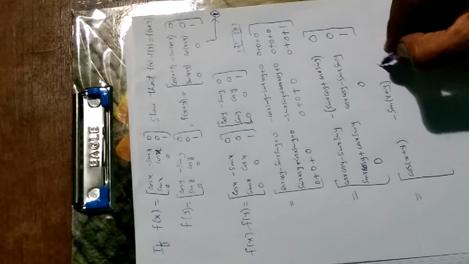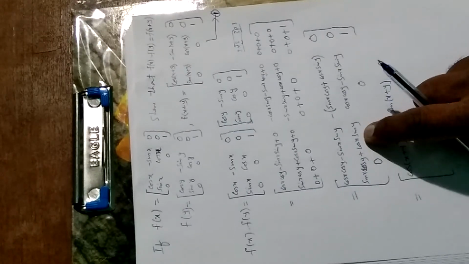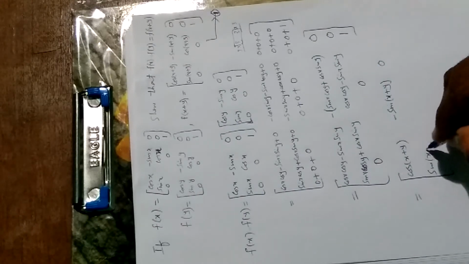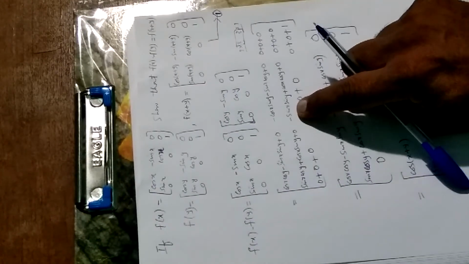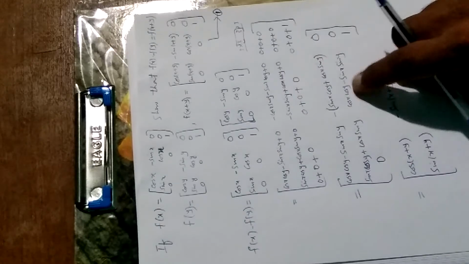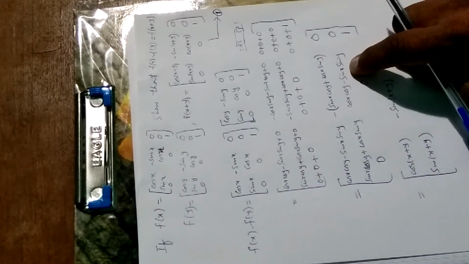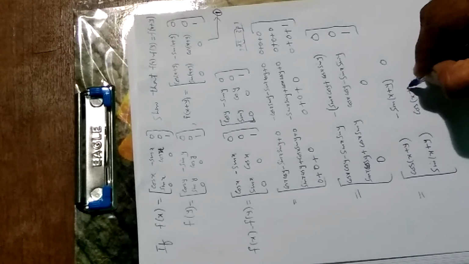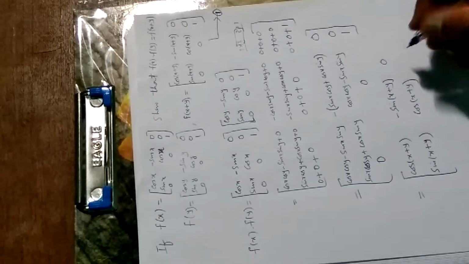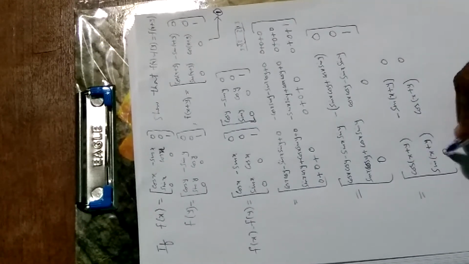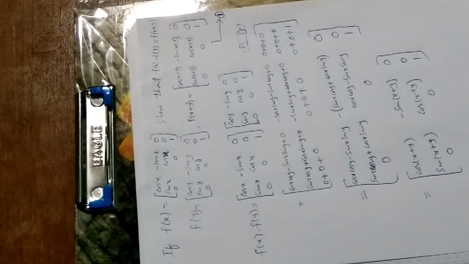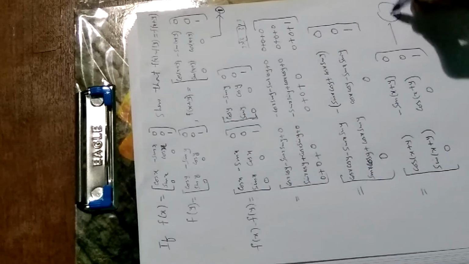Then this 0 as it is. Then sin x cos y plus cos x sin y is again the formula of sin x plus y, right? Then we have here, sorry, here cos x cos y minus sin x sin y is again the formula of cos x plus y, right? Then 0 as it is, this 0 as it is, this 0 as it is, this 1 as it is. We got this, right? This is equation number 2.